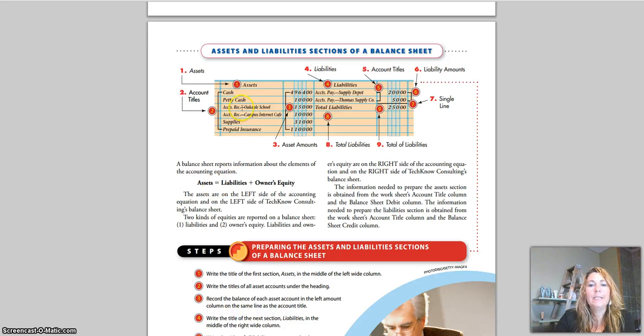To look at the information that you're putting onto it, when you prepare your balance sheet, pretend like this is your line here where you would have had your equal sign if you were writing out your equation of assets equals liabilities plus owner's equity. This side we're going to be putting in our assets. To do that, we're going to enter the header, which is assets, and we're going to center that on the asset side. Next, we're going to list all of our assets.